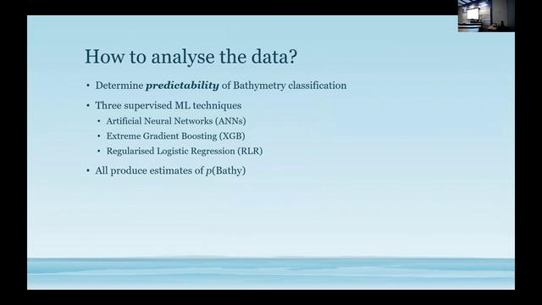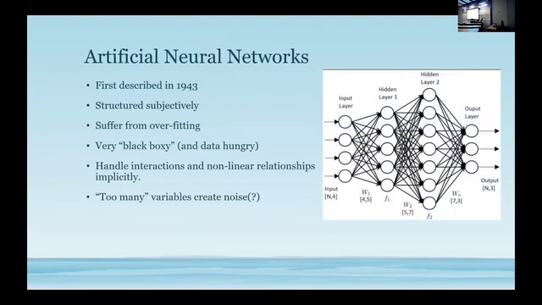Artificial neural networks, because no machine learning presentation is complete without at least mentioning them. Extreme gradient boosting and regularized logistic regression. Neural networks, you've all seen a diagram like this. Neural networks were in fact first formulated in 1943. Like a lot of machine learning stuff, the concepts are quite old. They've been around for a long, long time.